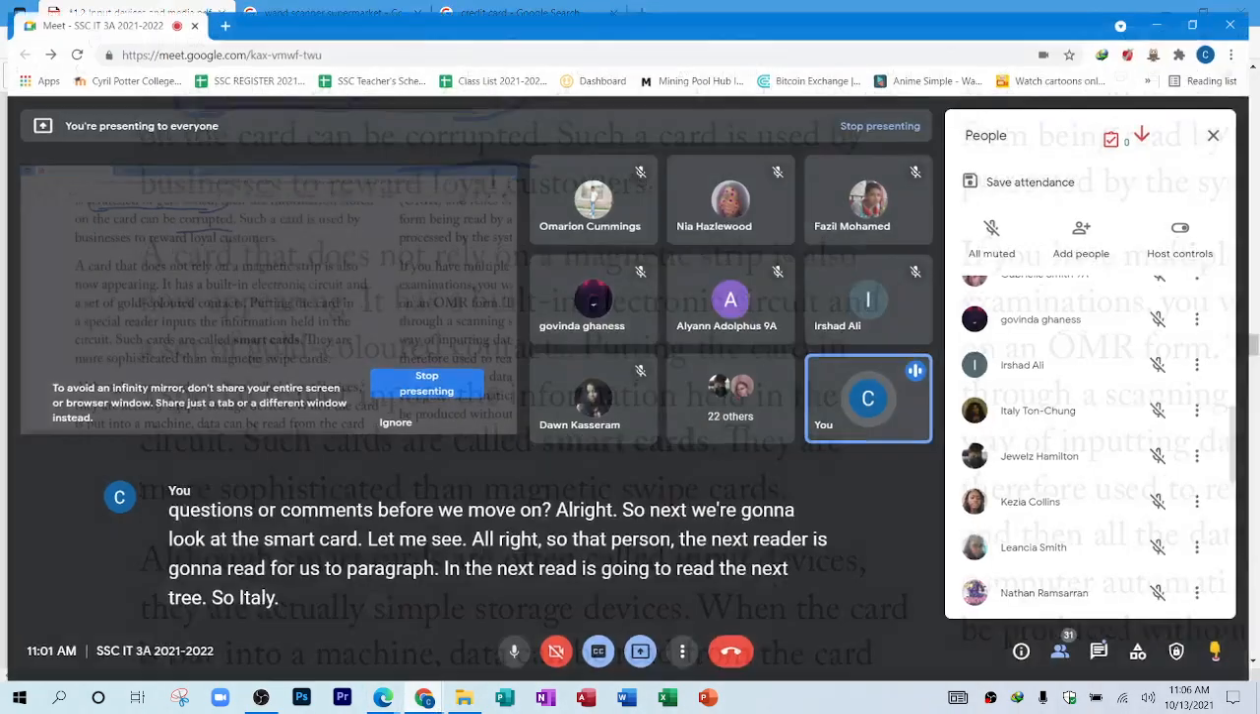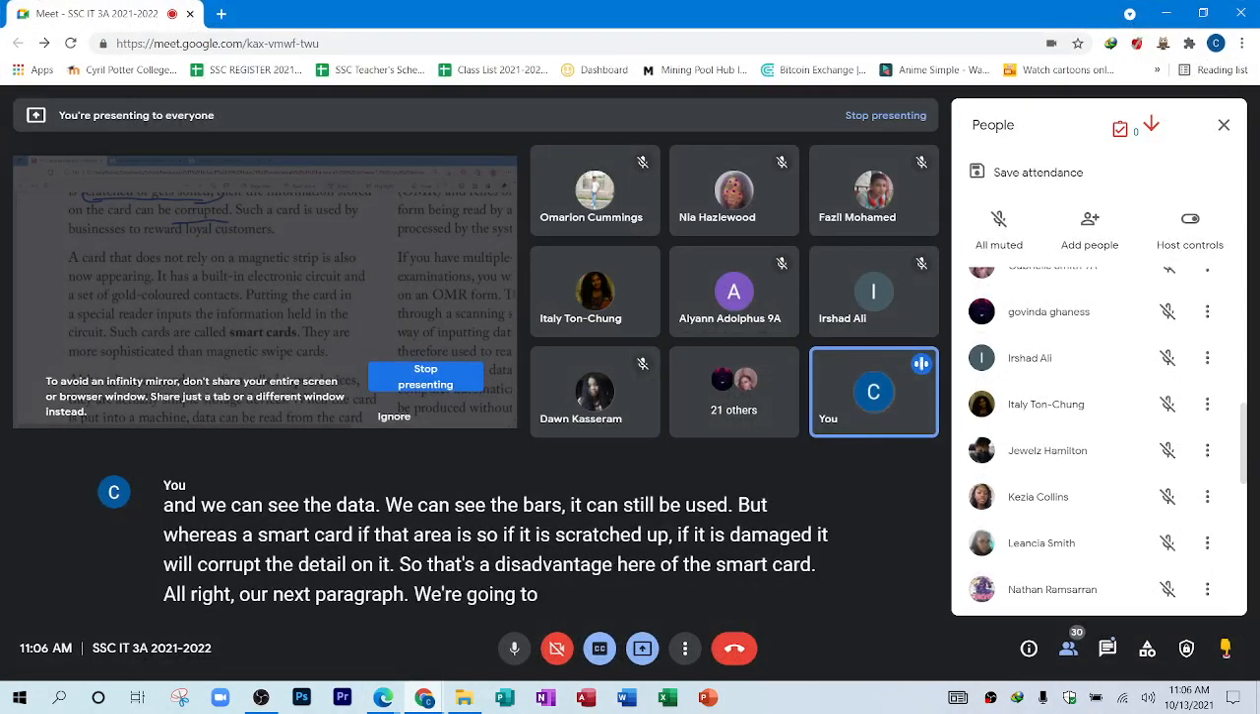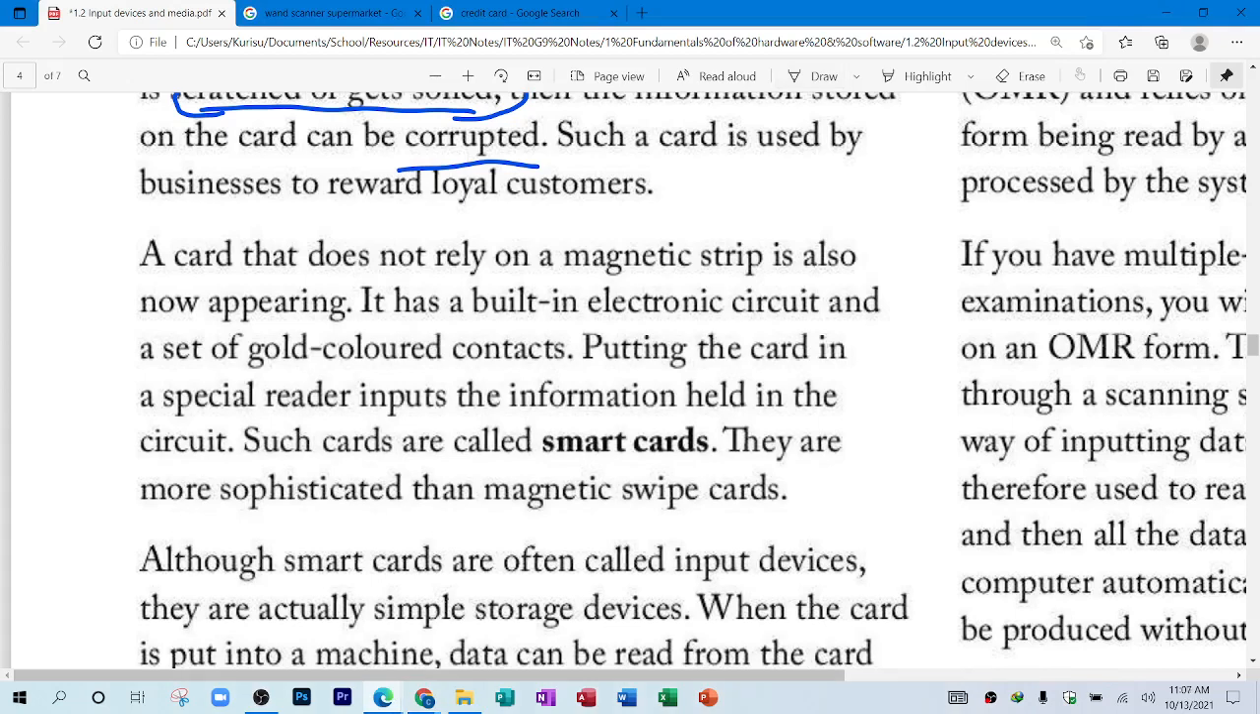Alright, our next paragraph, we're going to have Jewels. Can you read for us? Jewels? Yeah, one second, sir. Sir, what paragraph do I have to read? The Wi-Fi is kind of bad. Started from a card.